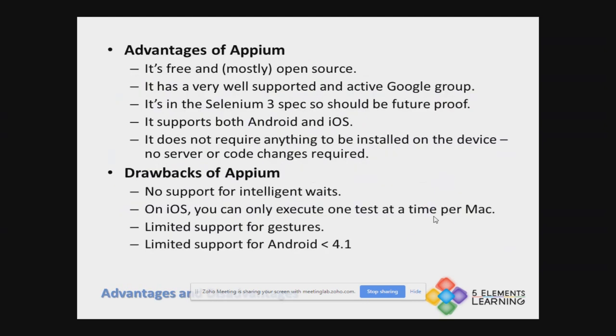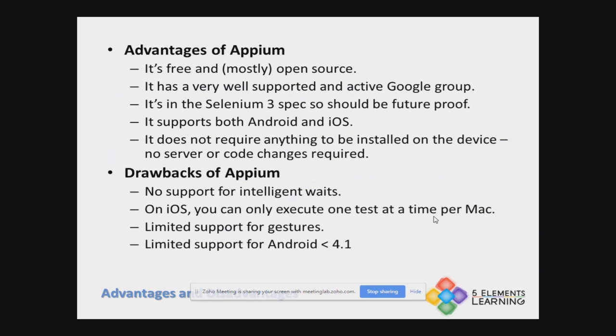So what are the advantages of APM? It is free and mostly open source. It has a very well supported and active Google group. The Selenium 3 specification is what it is based upon, so it is future proof. So if Selenium upgrades, it automatically upgrades. It supports both Android and iOS. It does not require anything to be installed on device, no server or code changes are required.